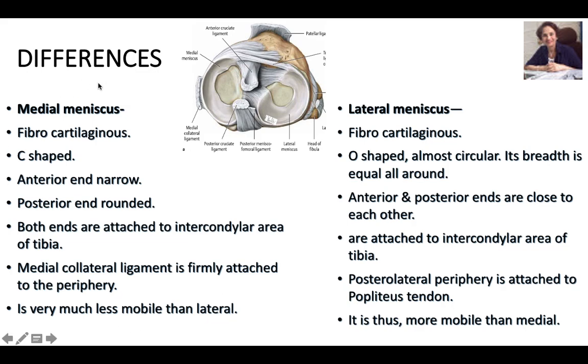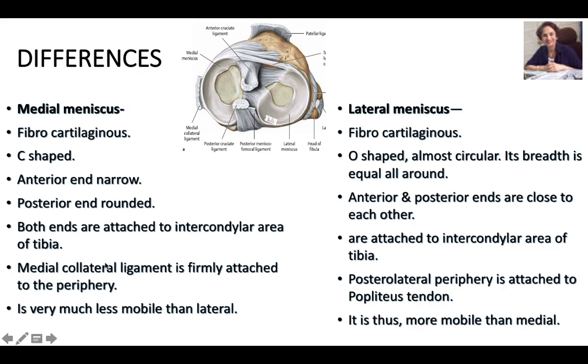Now, what are the differences between the two? Medial meniscus is fibrocartilaginous as well as the lateral. Medial is C-shaped while the lateral is O-shaped. Both have an anterior and a posterior end. The medial meniscus anterior end is narrow, posterior end is rounded, while in the lateral meniscus both the horns are more or less of the same size. Both of them are attached to the intercondylar area, but in the lateral meniscus they are attached near each other, while in the medial meniscus they are attached far from each other. That is why it looks C-shaped.